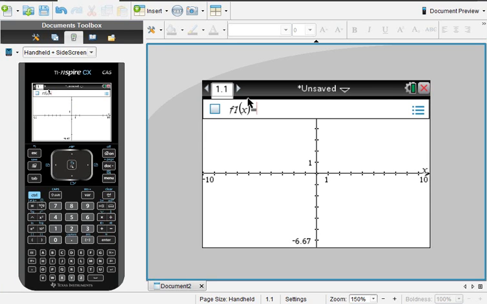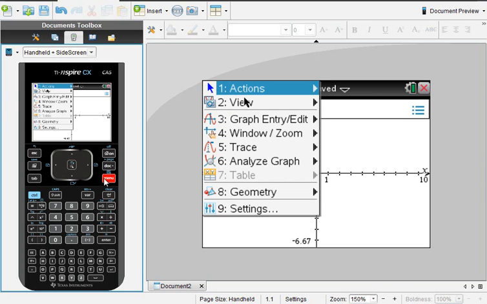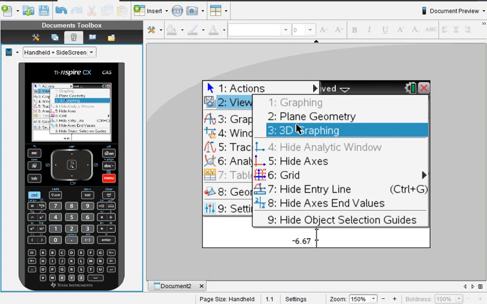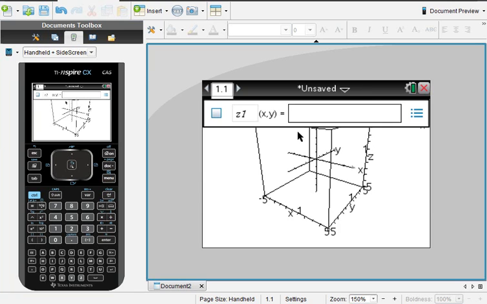Now we go into 3D. This is 2D, right? So go back into menu. And we're going to be doing a lot of that, so try to pay attention to that. Go into view for 3D, and go into 3D graphing. So we have 3D graphs. You're going to do something like that later on, but not yet. We want to do the parametric.